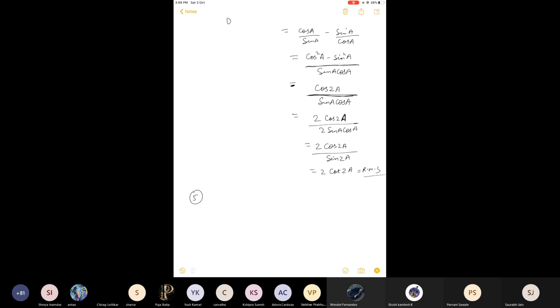Okay, now the next three results: sin 60 minus theta, sin theta, sin 60 plus theta. The next one will be in terms of cos: cos 60 minus theta, cos theta, cos 60 plus theta. And the last one will be in terms of tan 60 minus theta, tan theta, tan 60 plus theta.